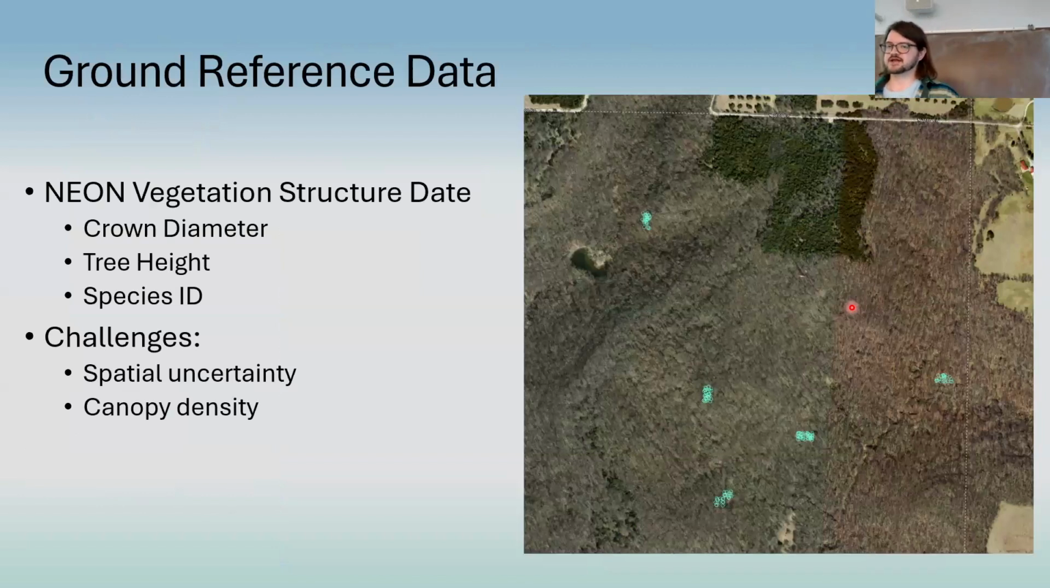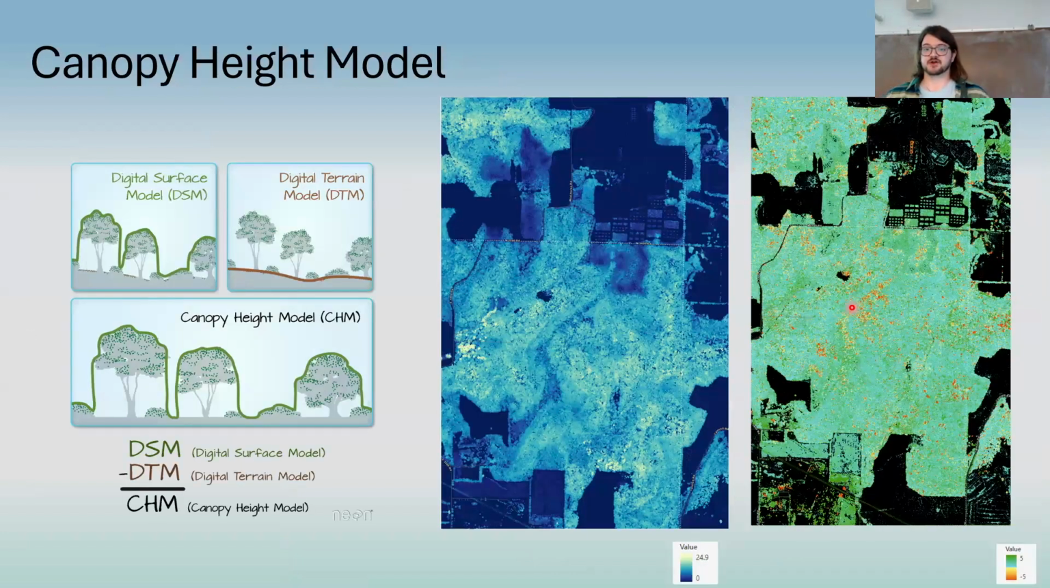So given the data quality, ideally we would have a lot of ground reference data. We started out by taking a look at some of this NEON vegetation structure data. However, delineating which trees are represented from above was fairly challenging, and we didn't quite have enough data points. There's some spatial uncertainty, and the canopy density is high. But this does bring me to a canopy height model, because we figured we might be able to sample out of this to figure out which tree is represented in the canopy.